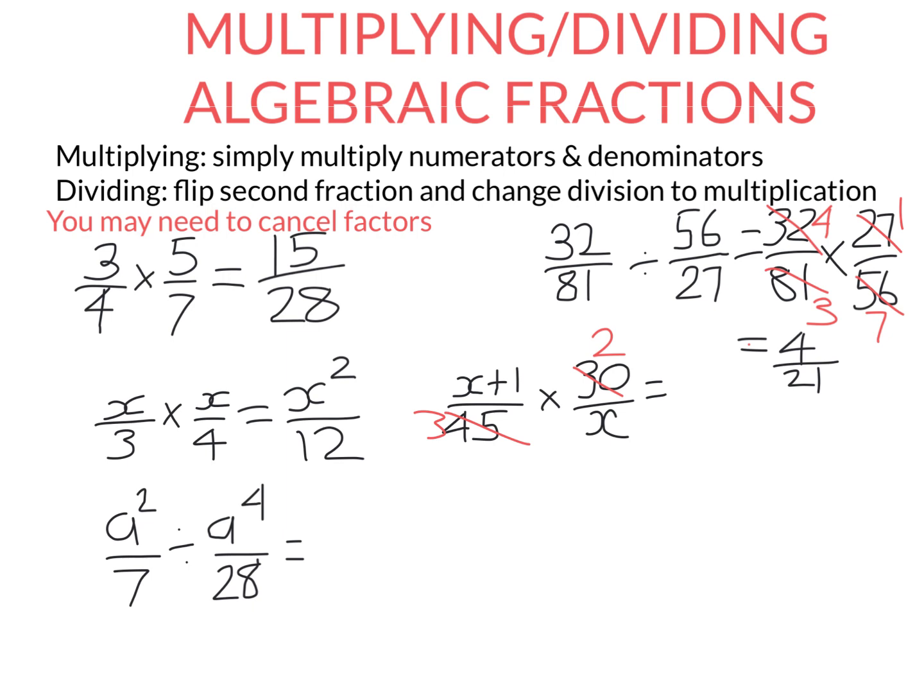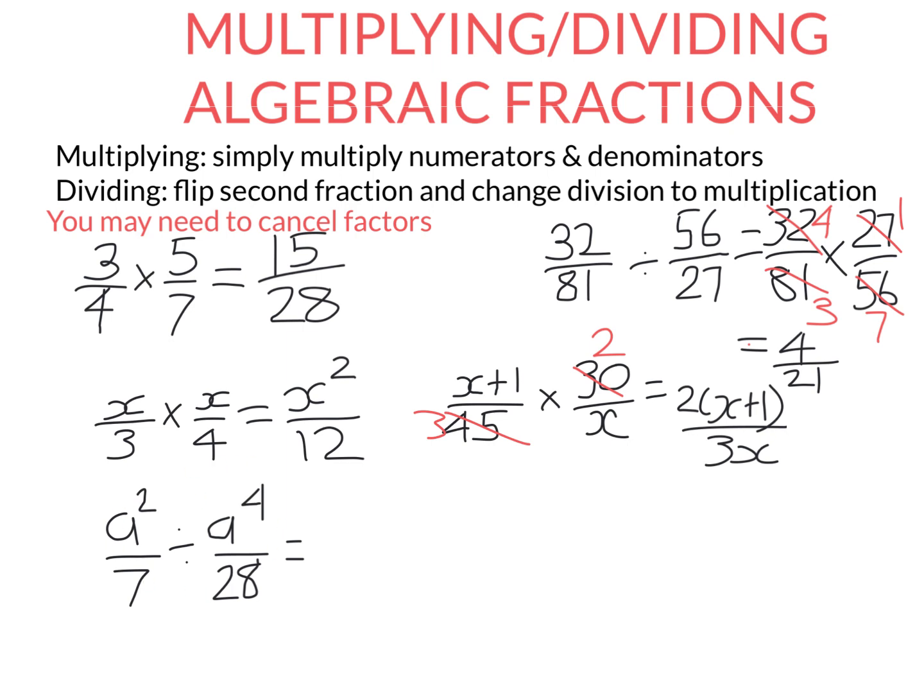So what we end up with is 2 times x plus 1 on top, and on the bottom is 3x. So we can't simplify that any further. There's no common factors. x and x plus 1 actually don't have common factors. There's nothing that you can multiply by x to get x plus 1. So we leave our answer there.